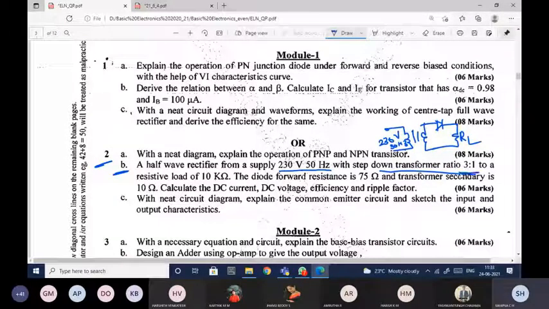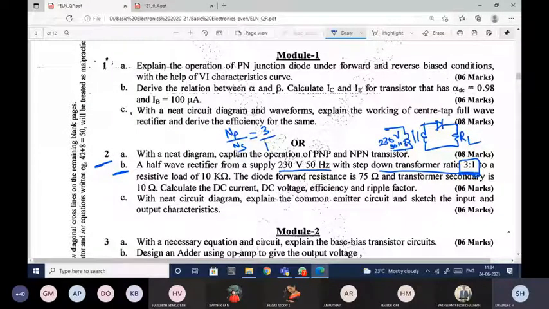with a step down transformer ratio 3:1. So here he has given the ratio between the number of turns on the primary side and the secondary side. Can anybody tell me the equation relating the number of turns and the voltage? Anybody remembers that? Here he has given the step down transformer ratio 3:1. In the sense he has given the number of turns primary and the number of turns secondary as 3:1.